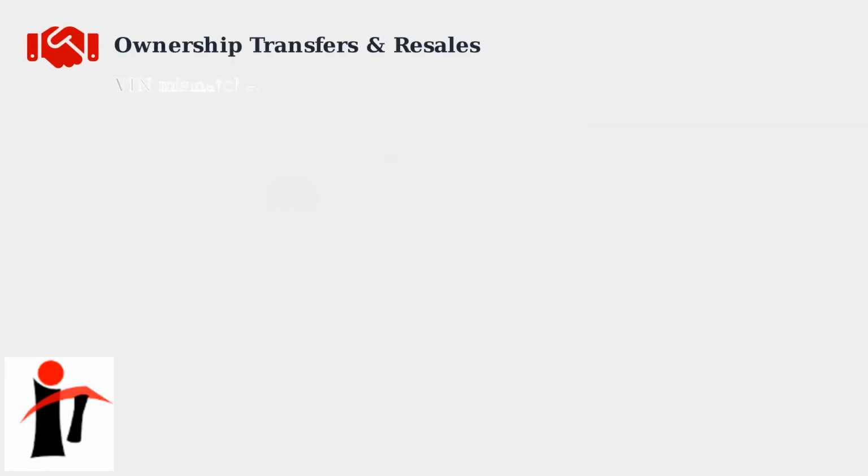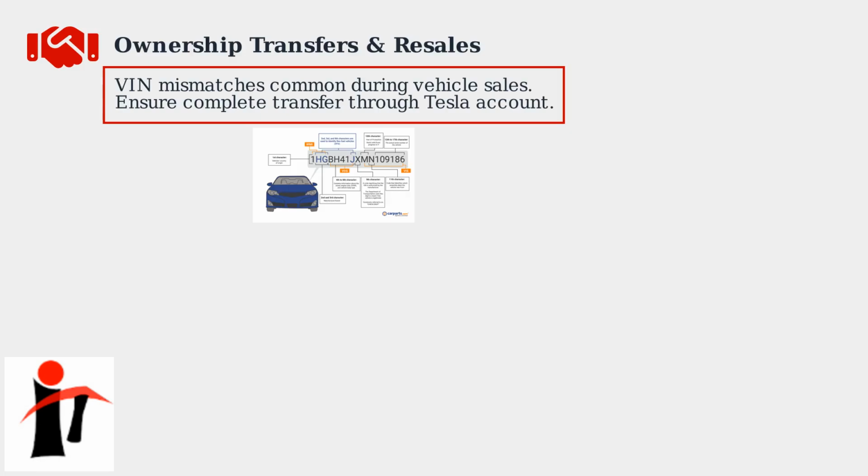Ownership transfers and vehicle resales often lead to VIN mismatches in the Tesla app. When a vehicle changes owners, the VIN must be properly unlinked from the previous account and linked to the new one through Tesla's system. Incomplete transfers can leave the old owner with access while preventing the new owner from connecting.